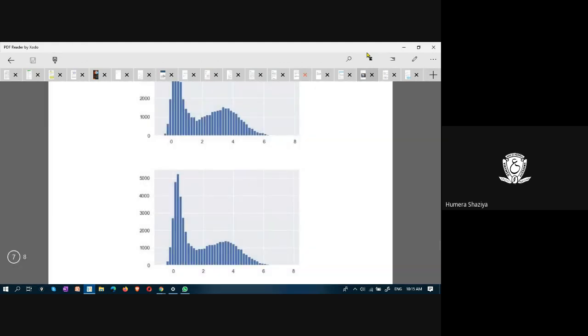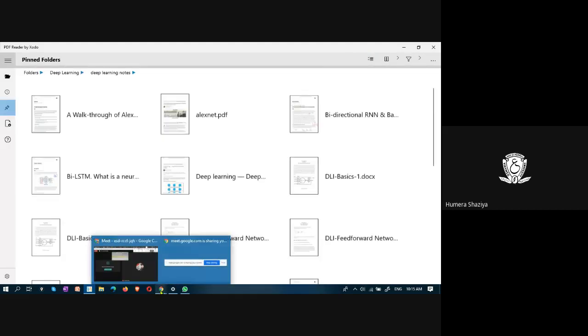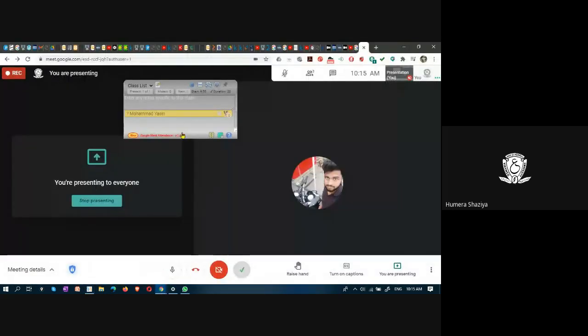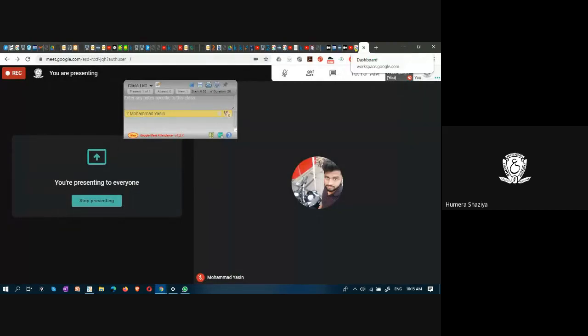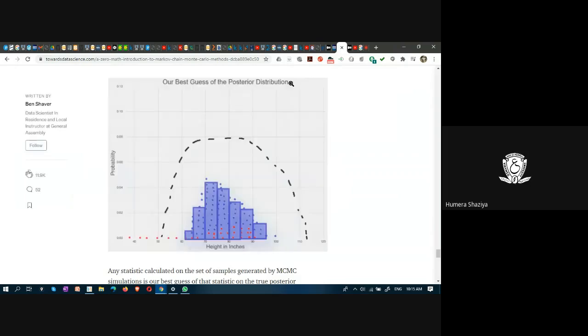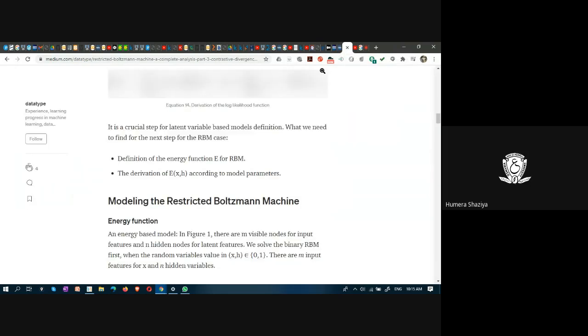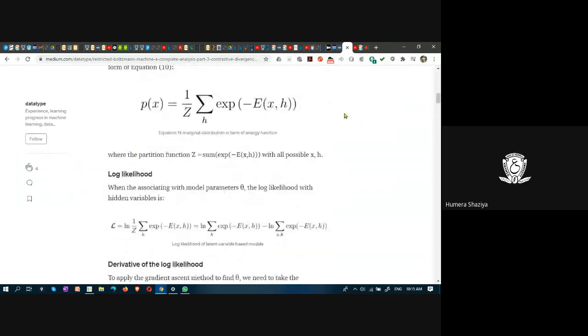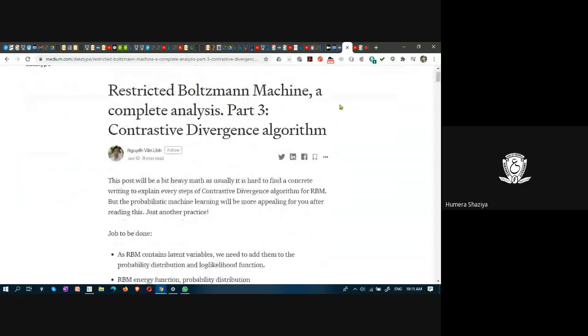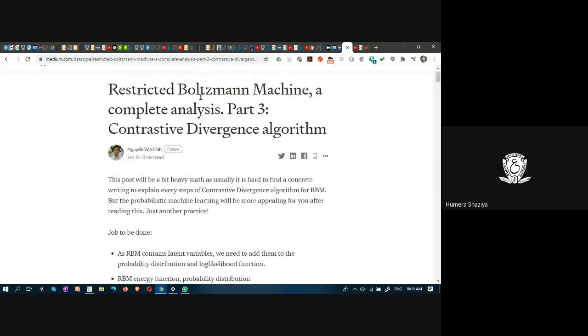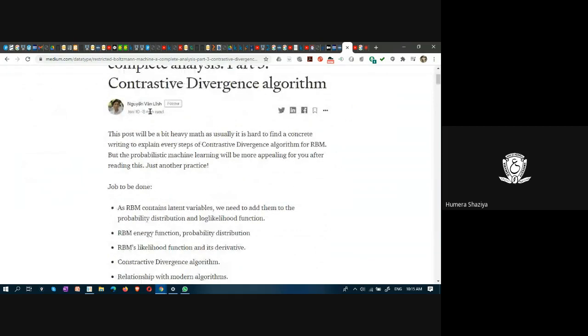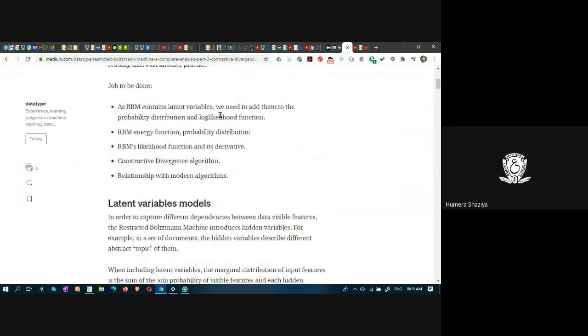Next is the topic of training restricted Boltzmann machine. There's a good article on this training of restricted Boltzmann machine. That algorithm is known as the contrastive divergence algorithm.